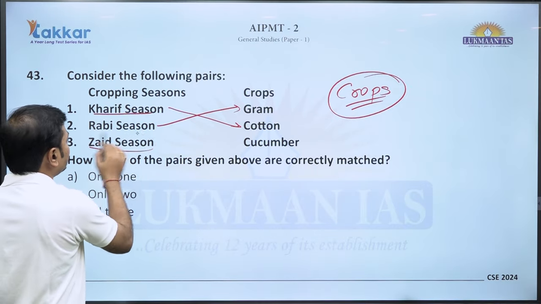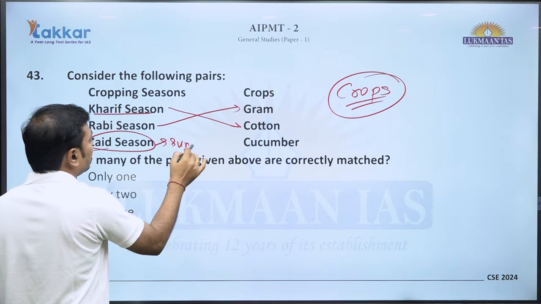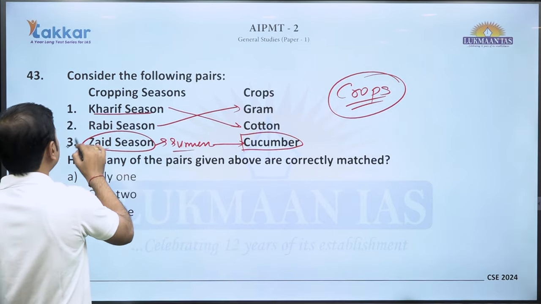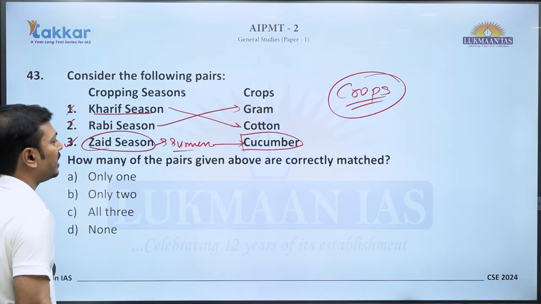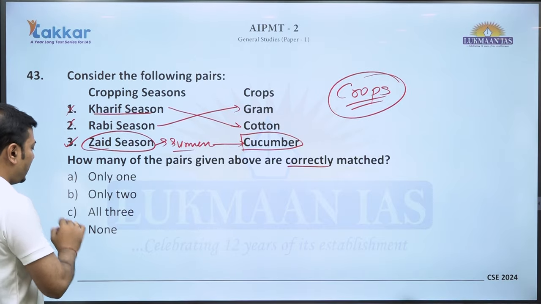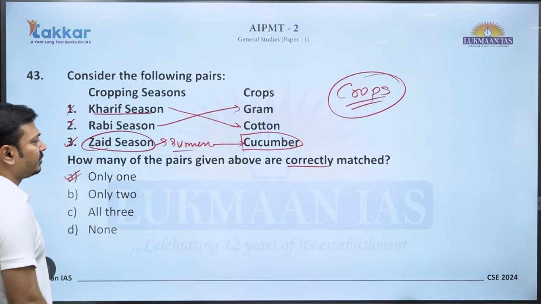And the zaid season, which is the summer season. So, watermelon and cucumber are grown in the summer season. This is correct, but the first two are incorrectly matched. We have to identify the correctly matched pairs here, and that's why the answer here is only one.